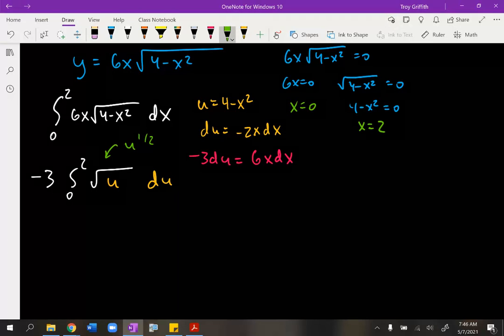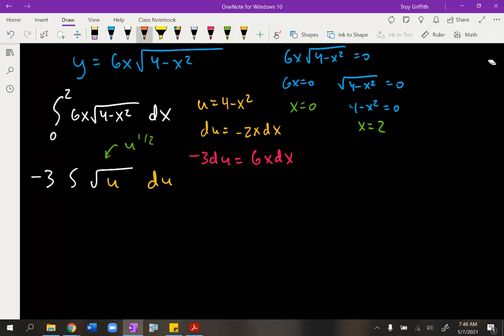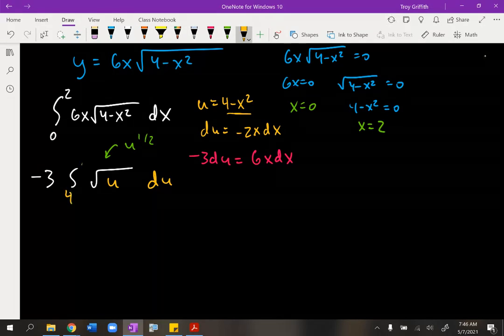One thing that I noticed as I'm writing this down, I would actually get this problem completely wrong if I left these bounds of integration as they are right now, because I changed this problem to being in terms of u, so I need to change my bounds of integration to being in terms of u as well. So I'm going to go ahead and plug those in here. If I plug in 0 over here, 4 minus 0 is 4. Okay, and when I plug in 2, 4 minus 4 is 0.